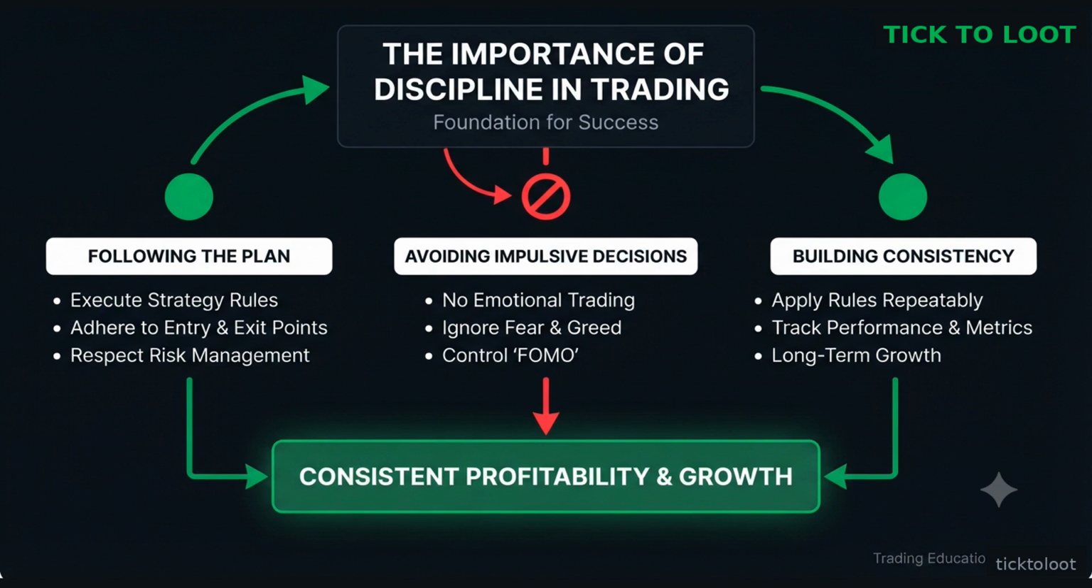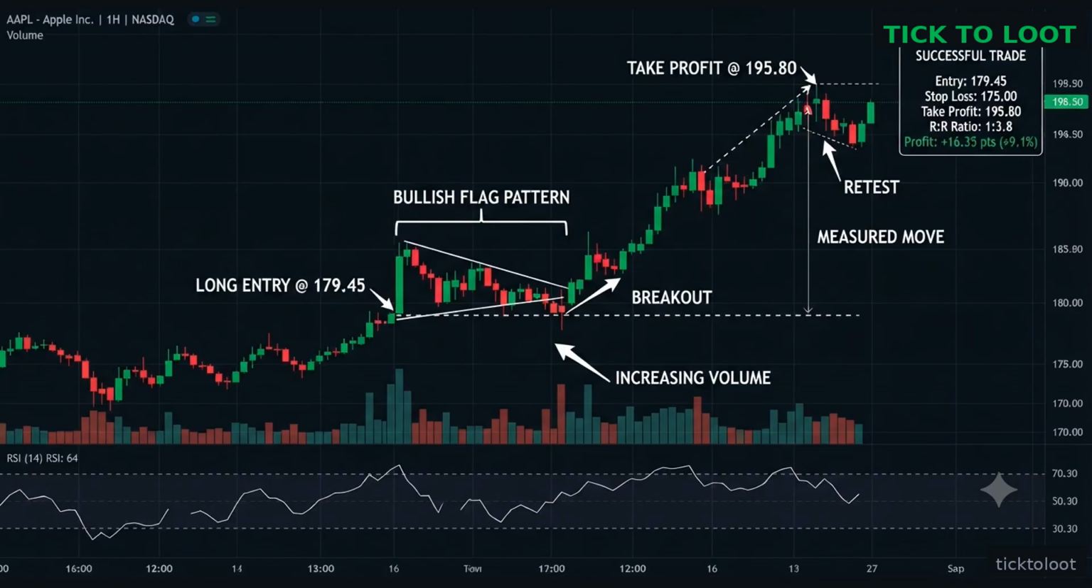Let's look at an example of a successful trade. In this example, the trader followed their plan and entered a long trade when the price was above a certain moving average. The trader then set a stop-loss level and a take-profit level and waited for the trade to play out. By following their plan, the trader was able to avoid impulsive decisions and stay focused on their goals. The trade resulted in a profit, and the trader was able to build confidence and discipline.